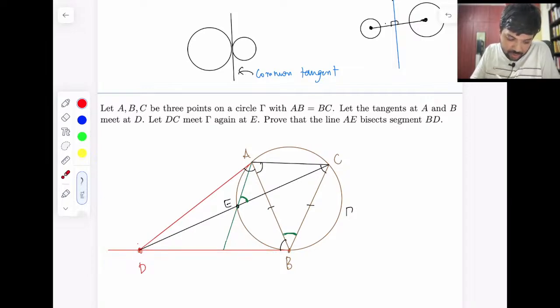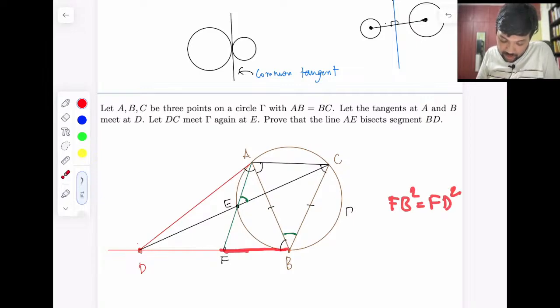Another thing is to label them F and show the power of F: FB square is equal to FD square. So FB square is FD square is what we have to show, and FB square is a tangent to something. Can we use that somehow?